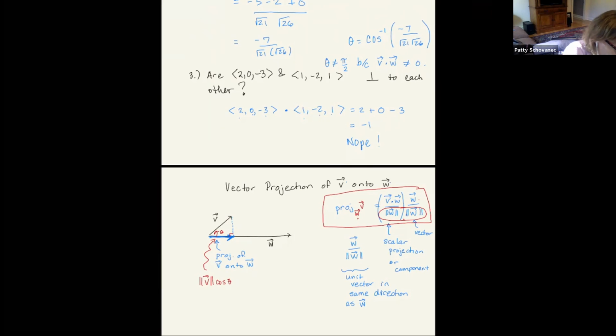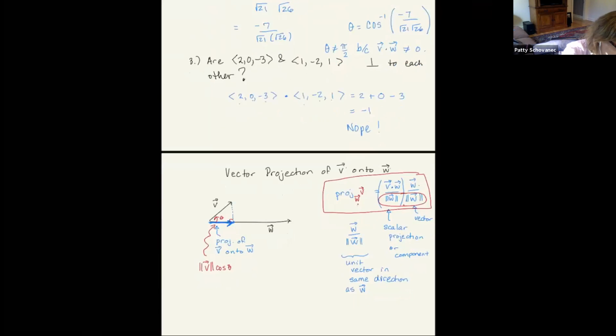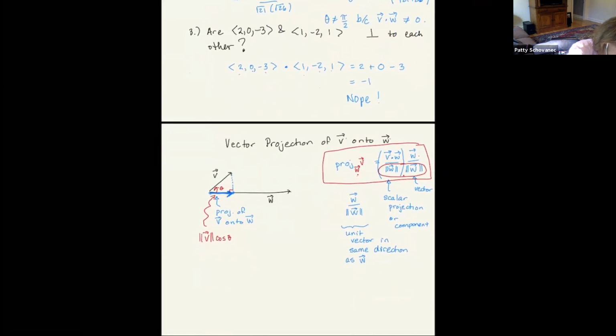So in our example, let's make example 4: find the projection of, let's use V as being our vector up here, (2, 0, -3), onto W, which was our (1, -2, 1).